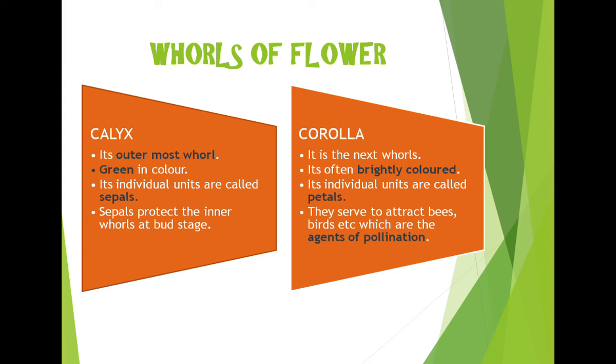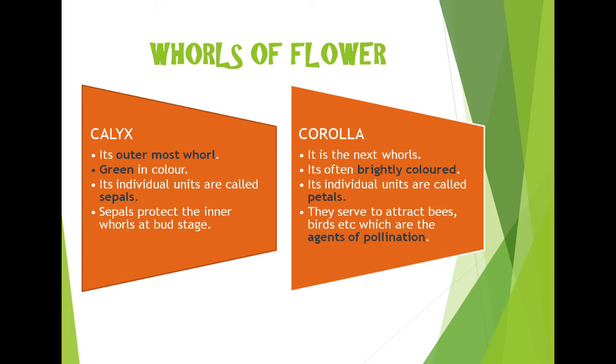Now the outer two whorls, which are the non-reproductive whorls, what are they? The whorl of calyx and the whorl of corolla. So what is calyx? Calyx is the outermost whorl, green in color, and its individual units we call sepals, and the sepals protect the inner whorls at bud stage. And what is corolla? Inner to the calyx is the corolla. It is brightly colored and its individual unit is called petals.